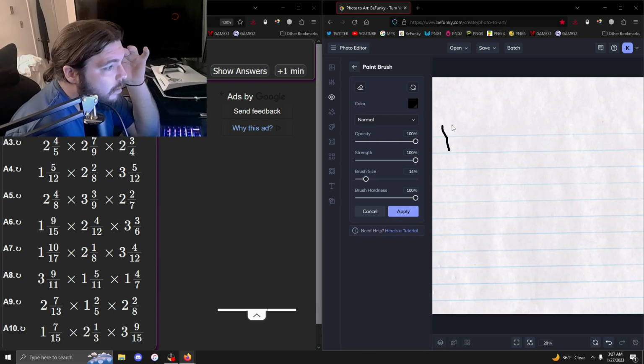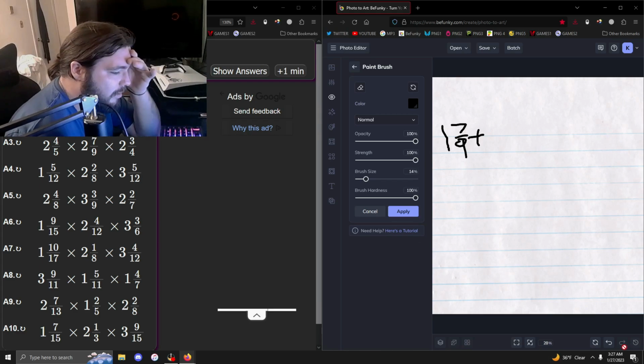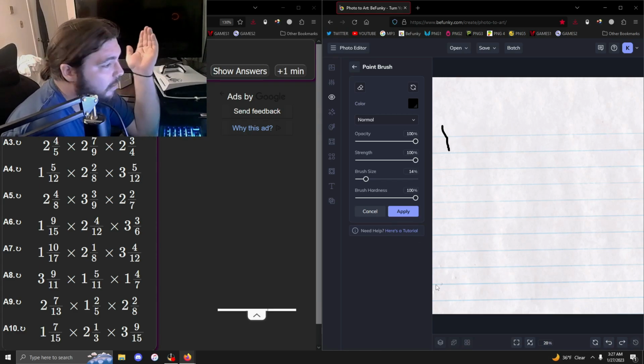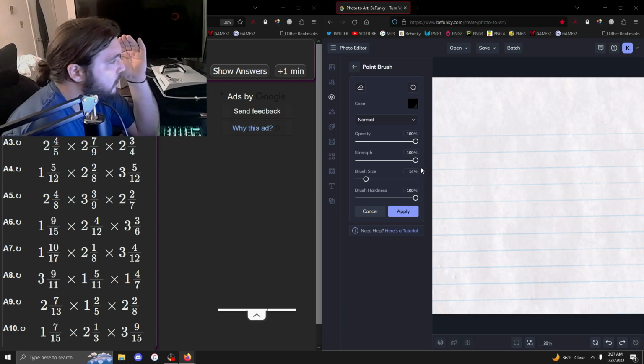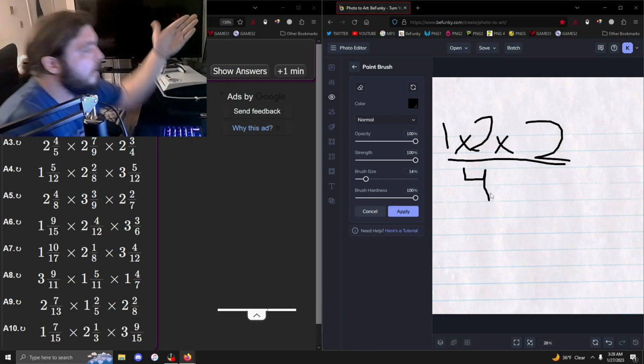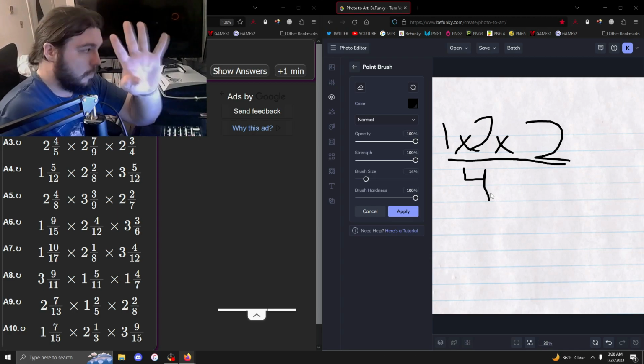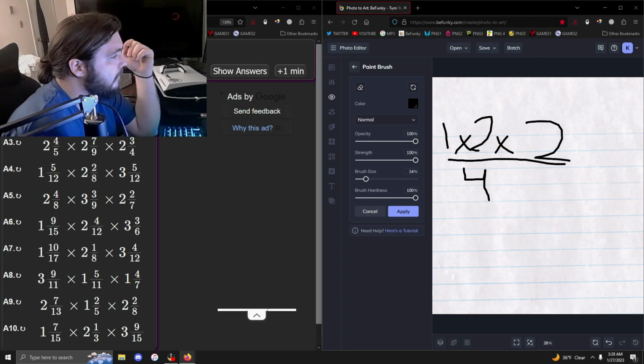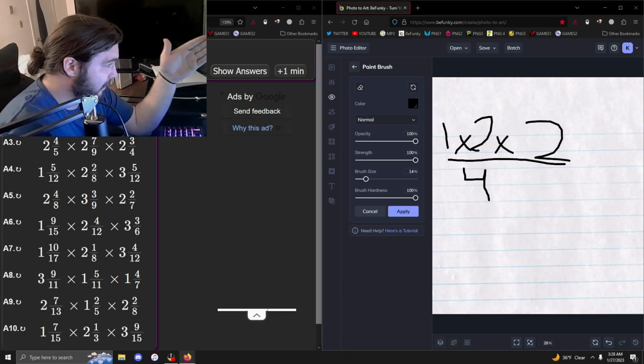This is 1 7/9 times. No, oh my gosh, this is terrible. This is why we type these things. You can't even type because it's a fraction. Oh my god. How am I supposed to do this? Alright, so 1 times 2 times 2 equals 4. Alright, 4. If I remember correctly.